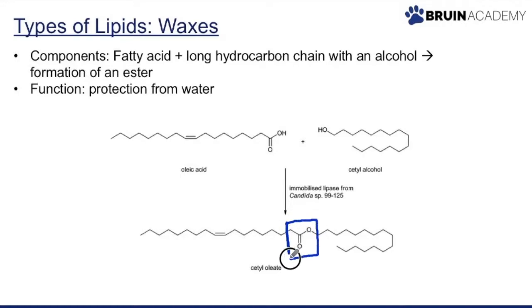Here we have the ester, and the way this molecule forms is this fatty acid here, this is oleic acid, combining with this long hydrocarbon chain where that alcohol is. And so these two combine together and they form this ester, which forms this wax here. And waxes are really important for protecting you from water, which is why we have things like earwax in our bodies.